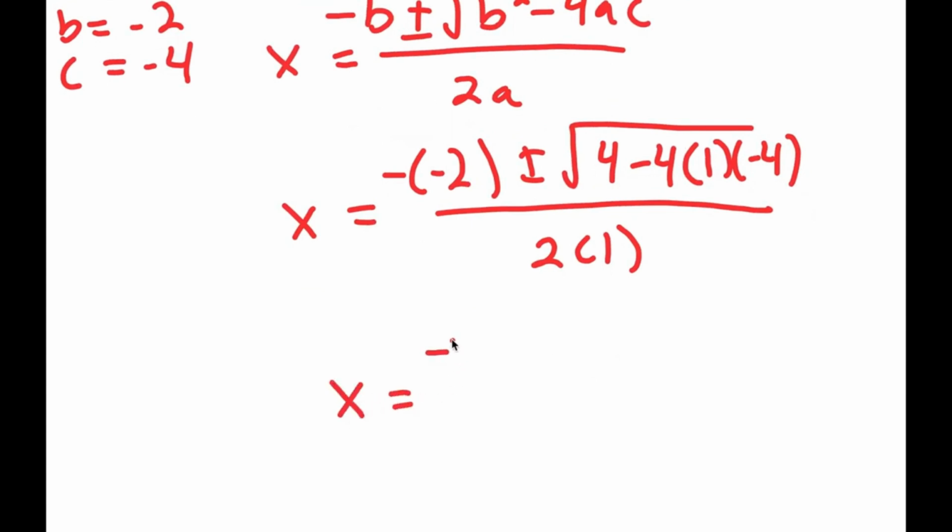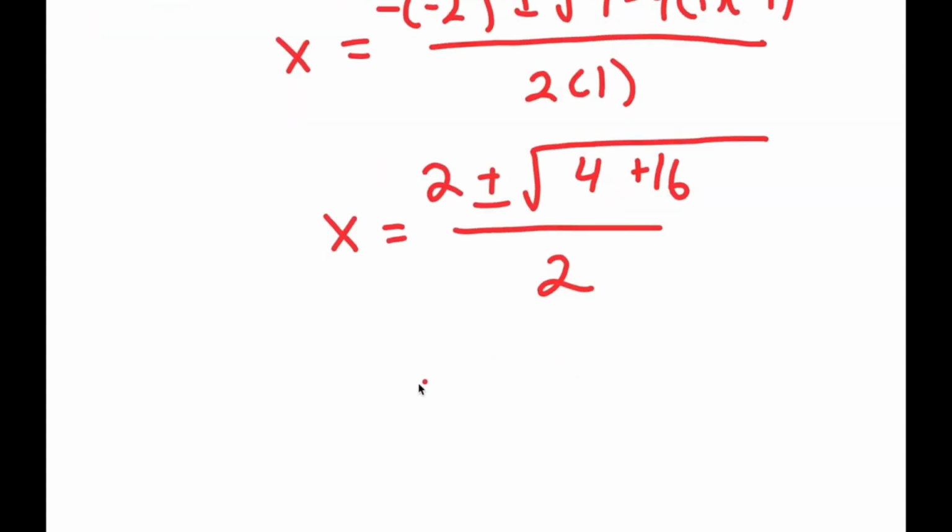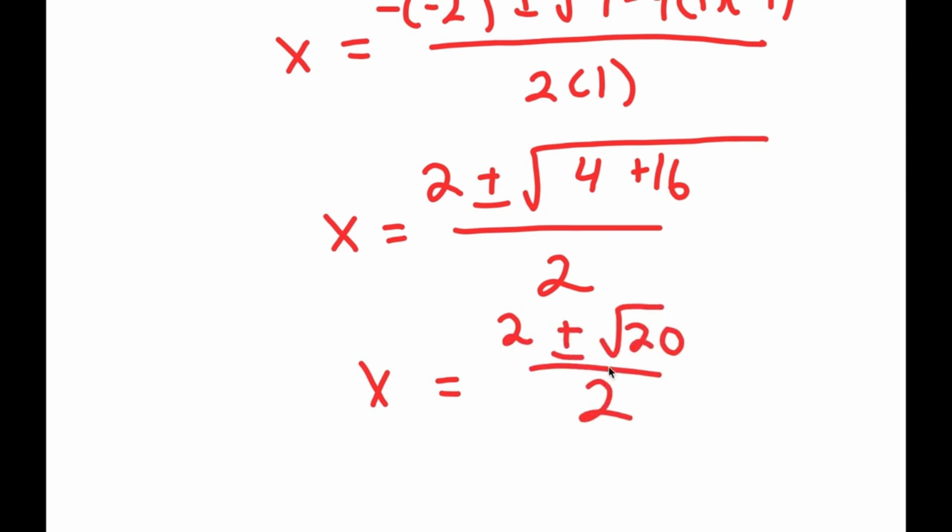And this is equal to positive 2 plus or minus the square root of 4 minus 4 times 1 times negative 4, which is 4 plus 16, over 2. And this is equal to 2 plus or minus the square root of 20 over 2.